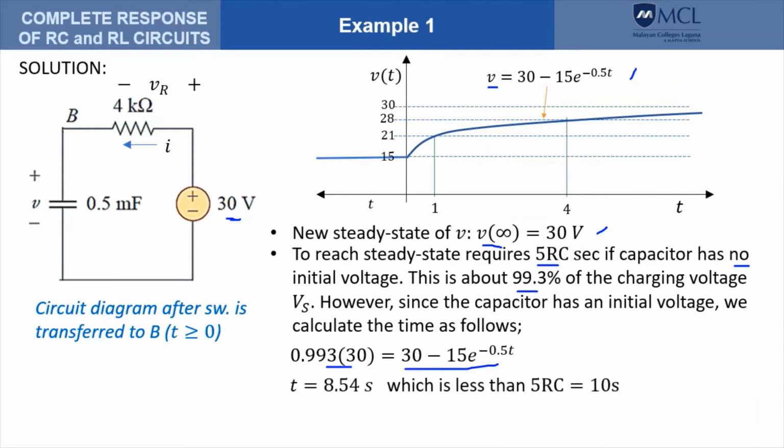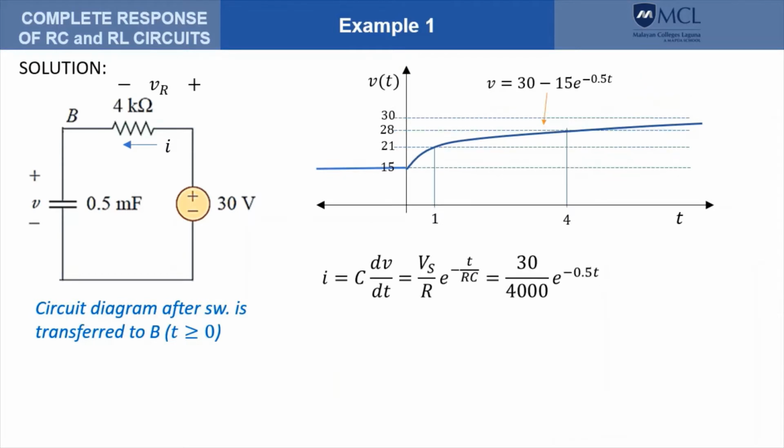So we will get there around 8.54 seconds, which is actually less than 5 RC, which is 10 seconds. We can make a double check by computing for the voltage at 8.54 seconds, and that should give us this value, which is very near to the steady state of 30 volts.